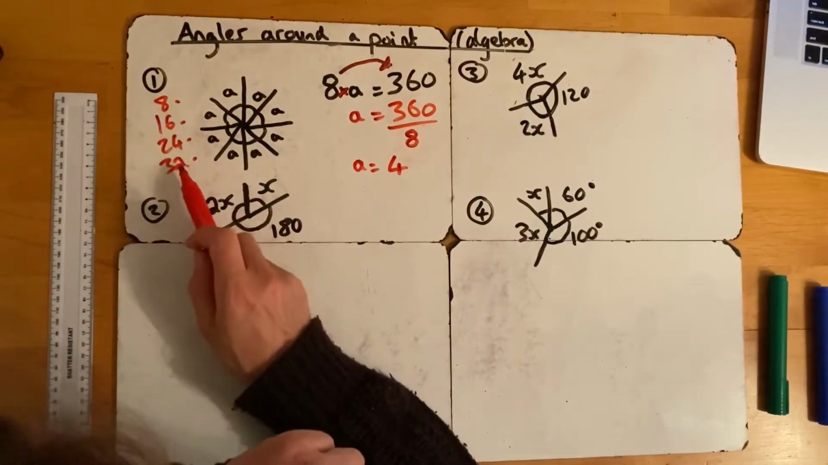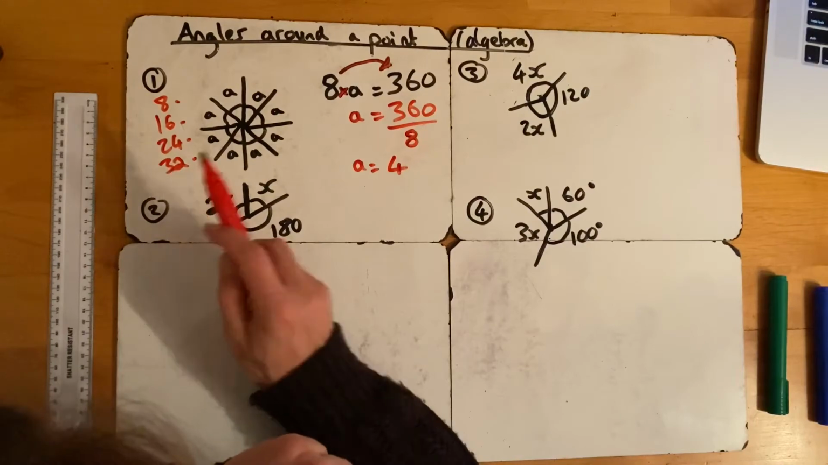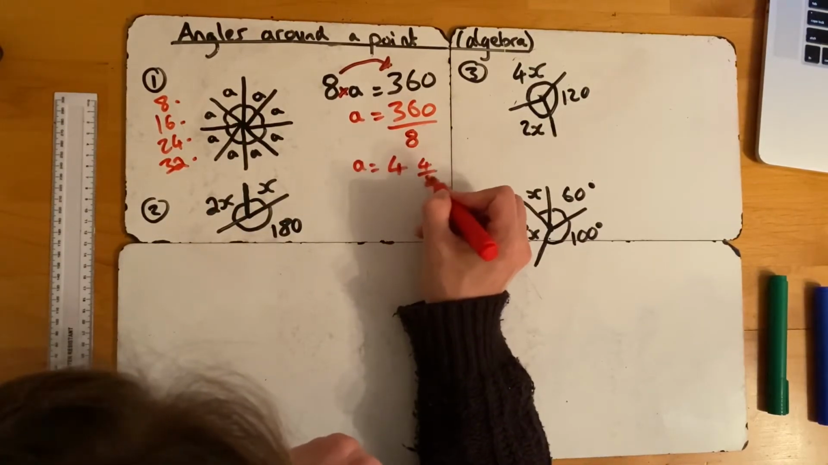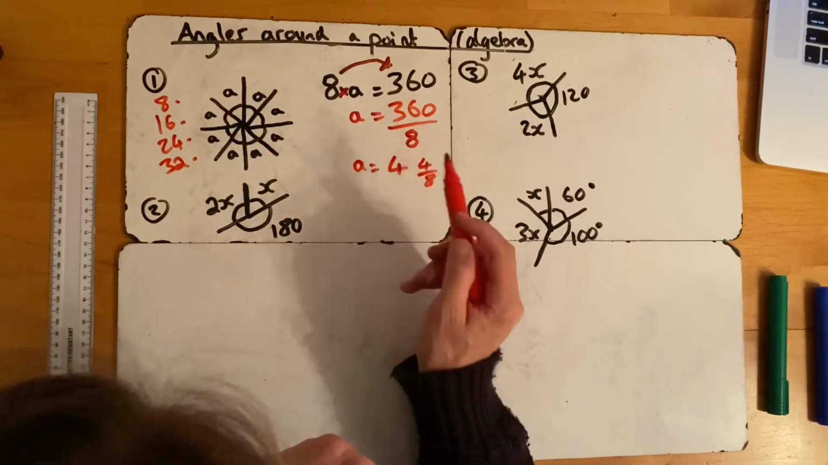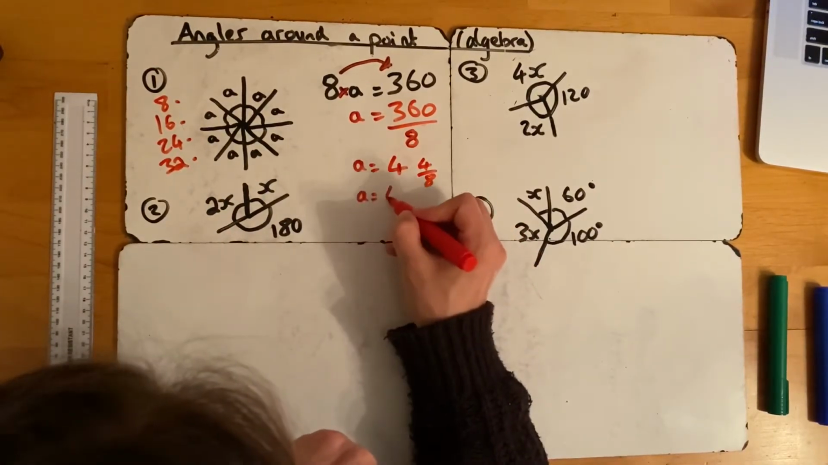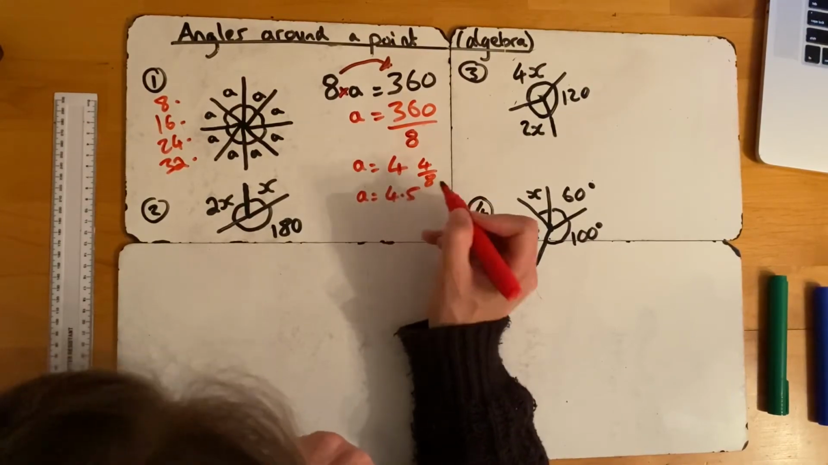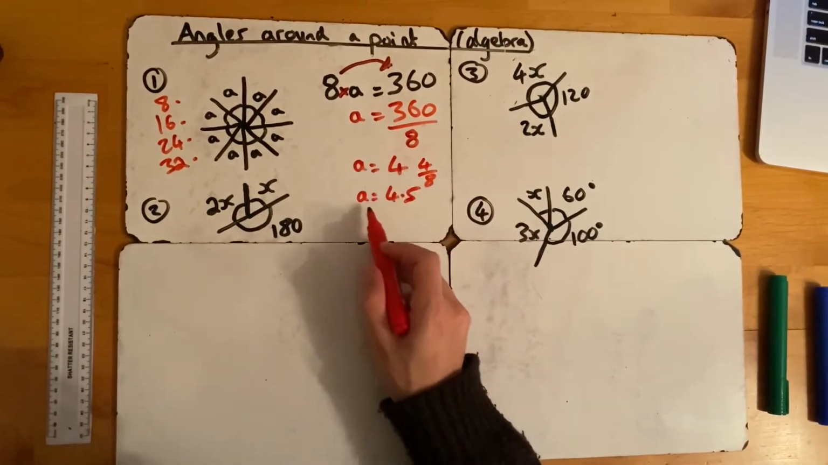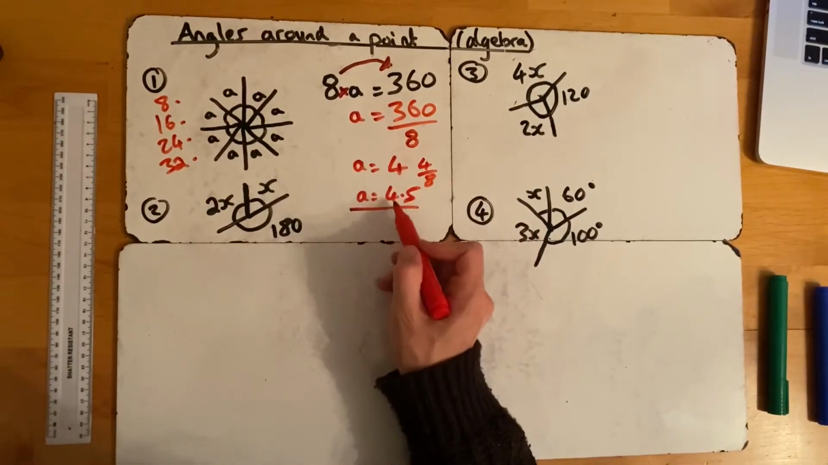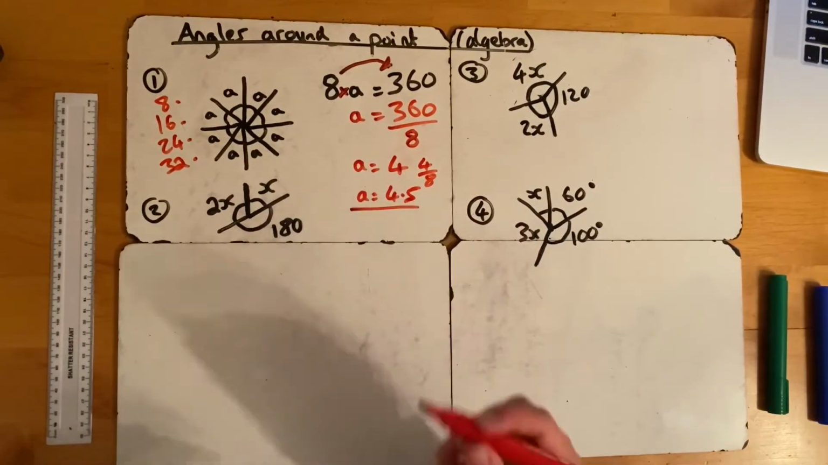But it didn't get to 36, it's got to 32 with 4 left over. So it's 4 and 4 eighths. So it's 4 and then 4 over 8, which is the same as a half. So A is equal to 4.5 or 4 and a half. It's the same thing. In your questions, you're always going to get whole numbers. So if you can't do this, don't worry. You'll get a nice, easy whole number to do.